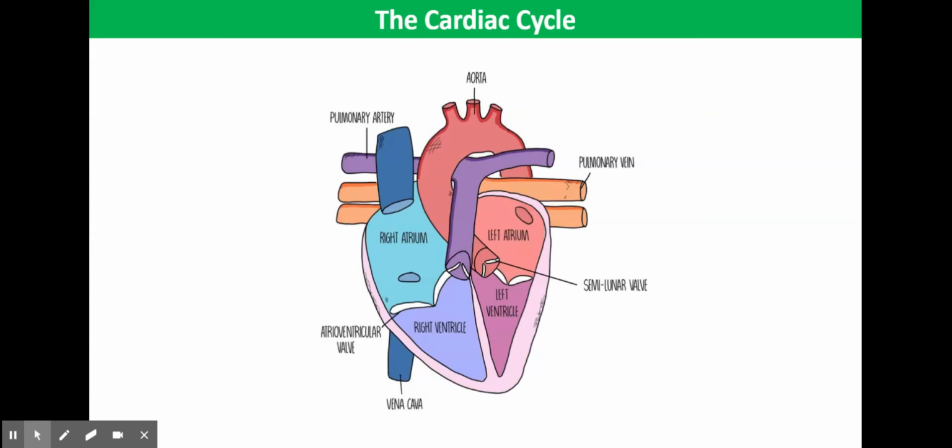This video tutorial is all about the cardiac cycle. The cardiac cycle describes a series of events that take place in the heart over the duration of a single heartbeat. It comprises a period of contraction, which is known as systole, and relaxation, which is known as diastole.